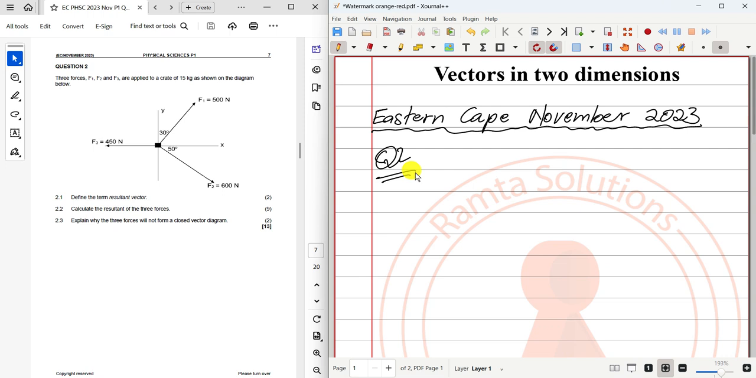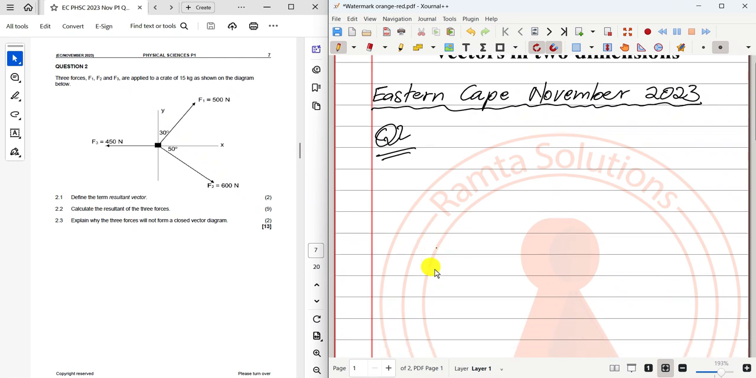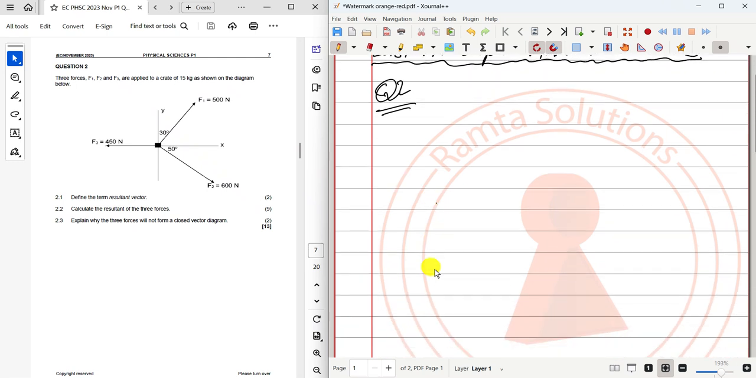Okay, let's go. So 3 forces, force 1, force 2, force 3 are applied to a crate of 15 kilograms as shown on the diagram below. So define the term resultant vector. Very cool. When they say resultant vector, we know it is the sum of 2 or more vectors, or a single vector having the same effect as 2 or more vectors added together.